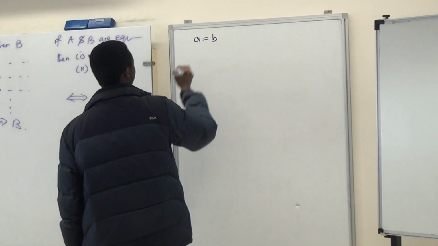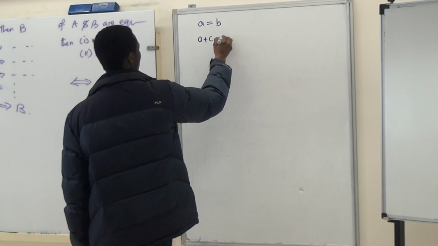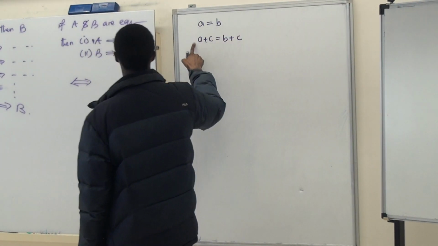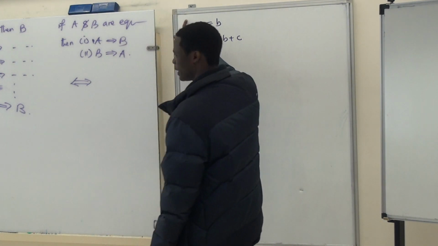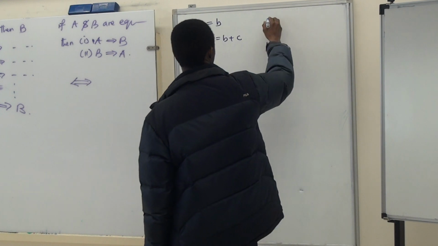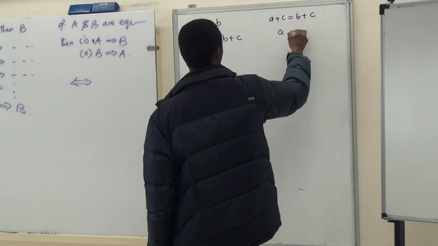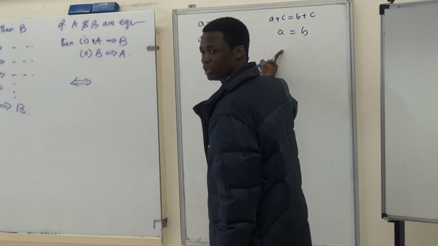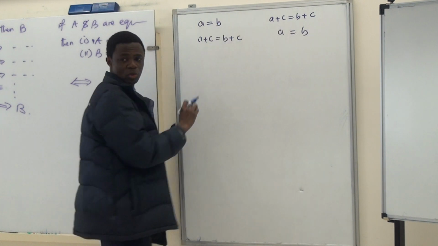A equals B. A plus C equals B plus C. Does this imply this? Yes? Now, that is one direction, right? I can also say from A plus C equals B plus C, it implies A is equal to B. Is that true? So you could see that I went this direction, then I went the other way as well.